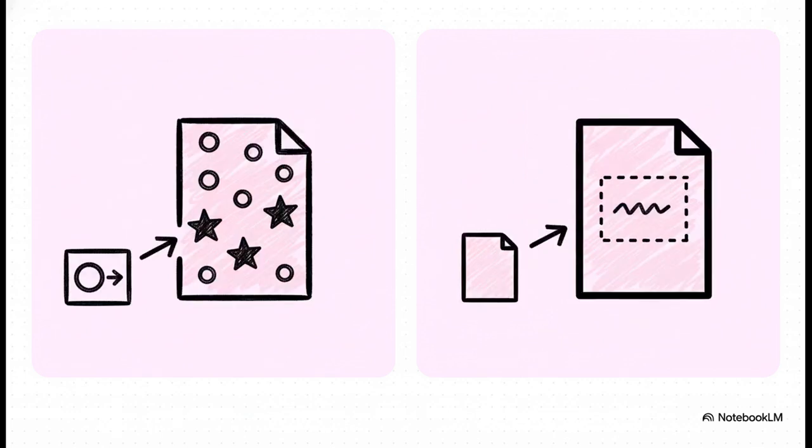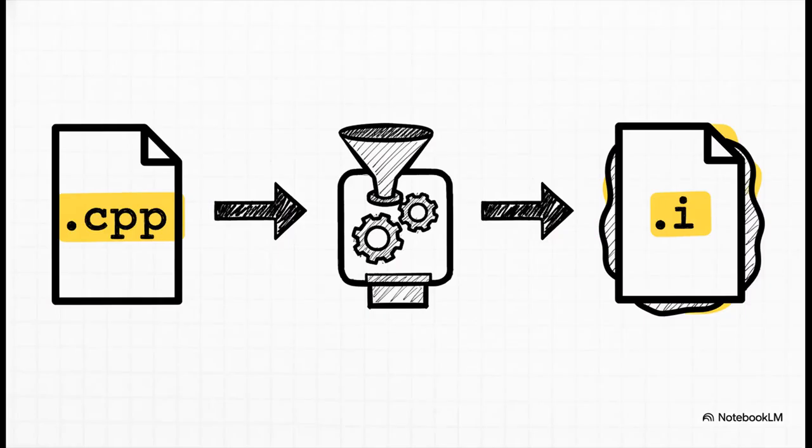Now, the other big job for our prep cook is handling directives. This is where it does a kind of find and replace. It looks for all your macros and swaps out the shorthand name with its actual value. It also handles file inclusions. So if you've included a header file, the preprocessor literally copy-pastes the entire contents of that file right into your code.